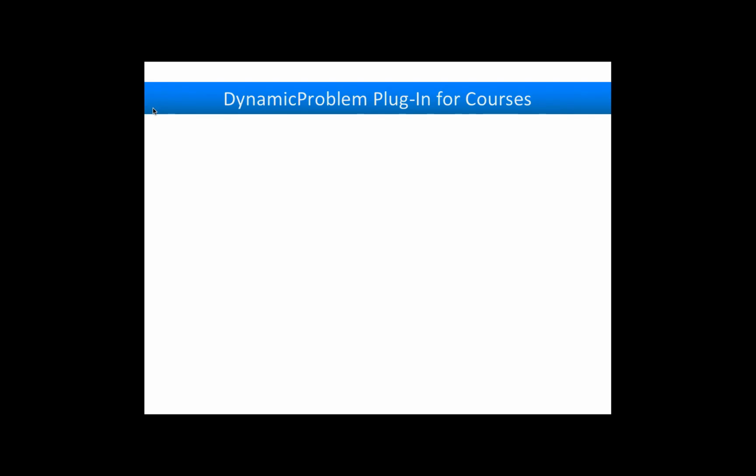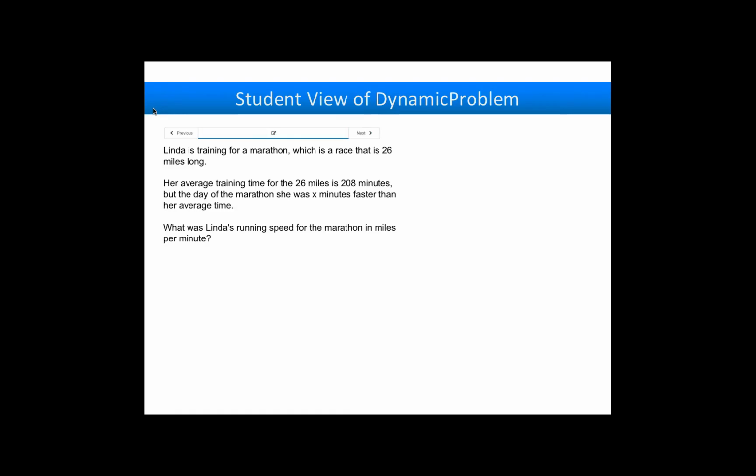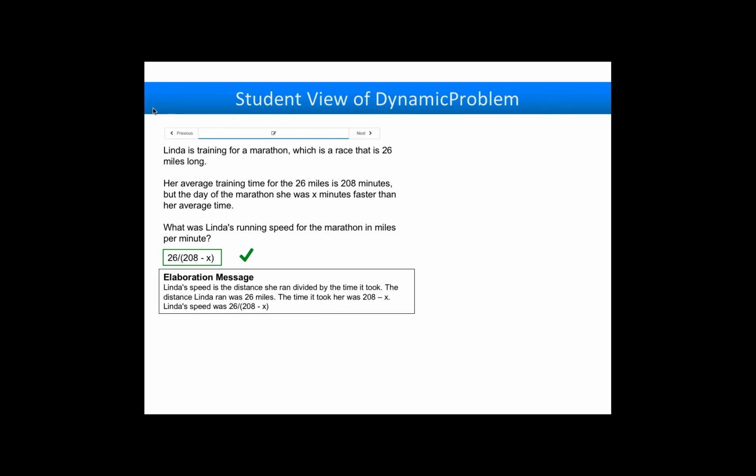So here's an overview of the DynamicProblem plugin. Basically, you can embed this tool into any learning management system, like Canvas or Blackboard, or any MOOC by the Learning Tools Interoperability standard. So you stick it into the platform you're already using. Let me first show you the student view and then the instructor view. For students, it's a lot like the normal quizzes they receive. They see a problem and they attempt it. Eventually they get told the correct answer, and then they are given an elaboration message, for example, an explanation for how to solve the problem.